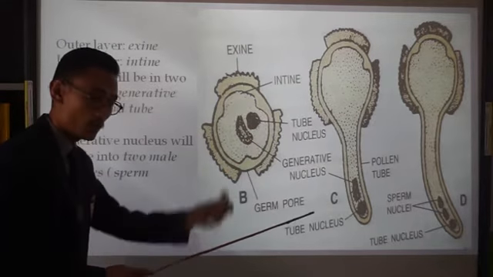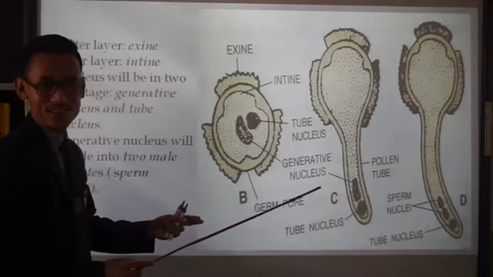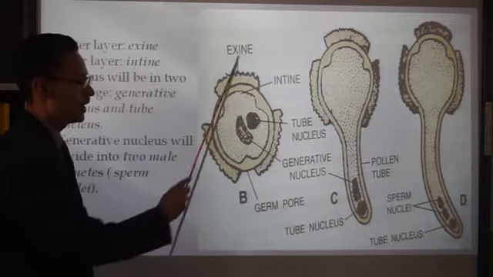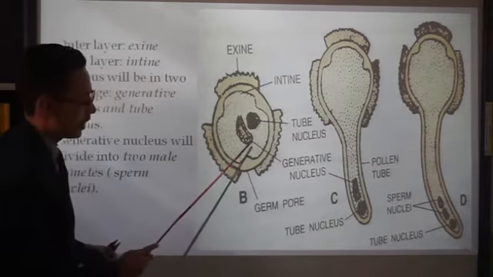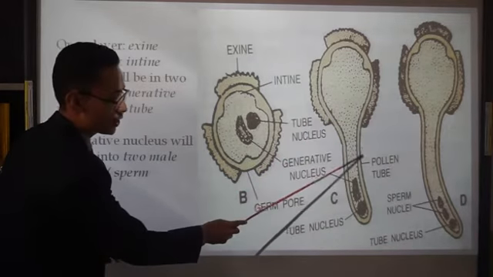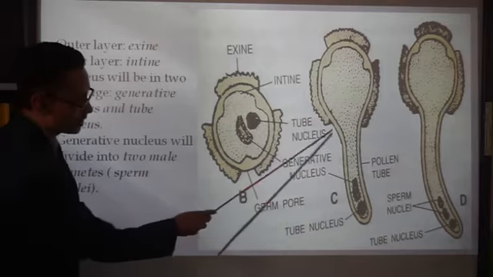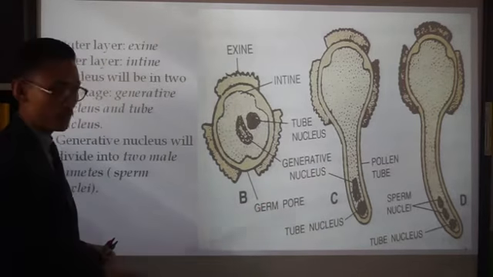And for that also, the pollen grain must belong to the same species. Clear? So when the pollen grain reaches the stigma and when it germinates, the pollen tube will be formed. And this pollen tube will come out through the germ pore. Clear? Now inside the pollen tube, listen carefully.